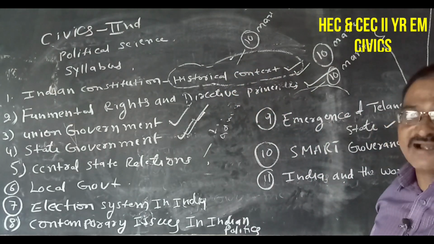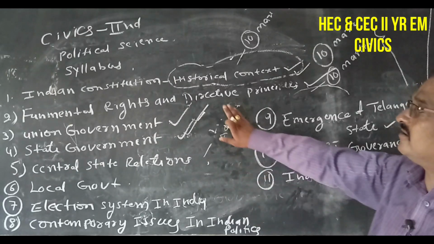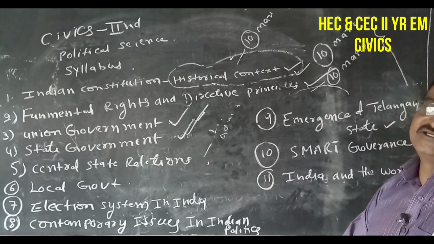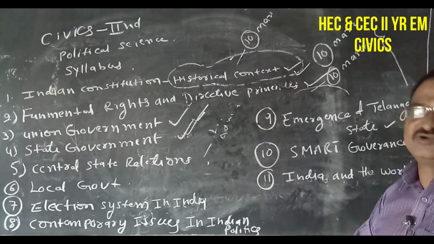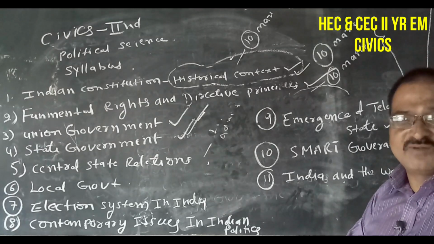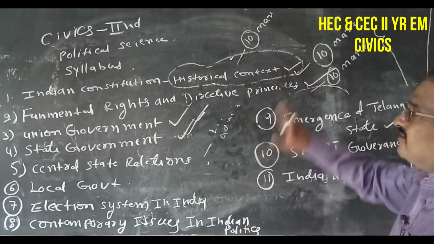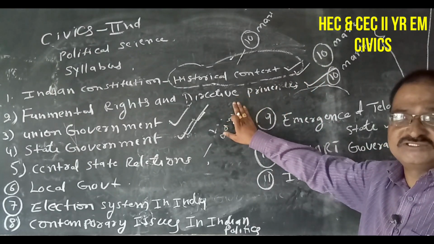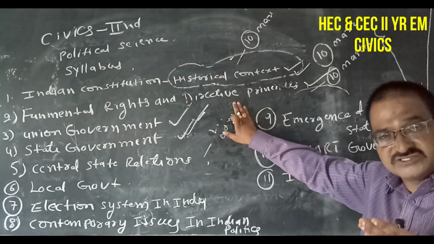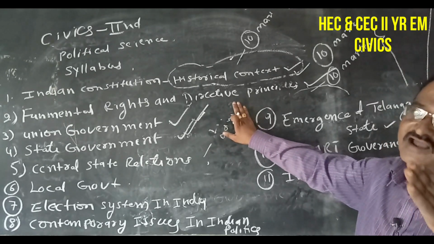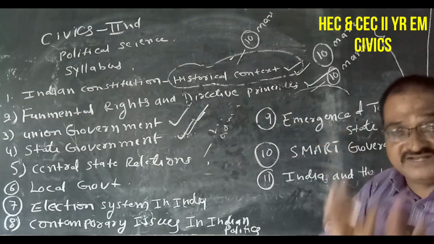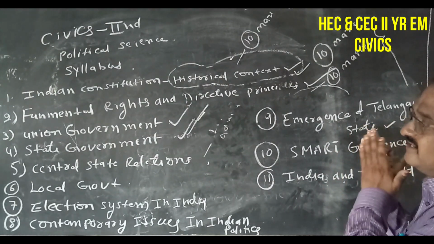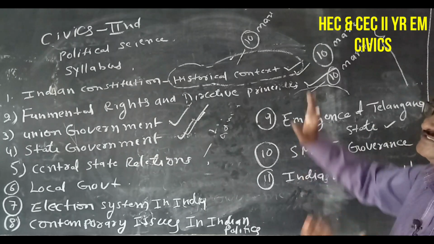So the chapter number 2 is fundamental rights and directive principles of state policy. How many fundamental rights are there? What are the objectives of fundamental rights? And then the directive principles of state policy: how many types of directive principles are there? What is the way of directive principles, and what are the differences between fundamental rights and directive principles? What is the difference between these two? This is chapter number 2.